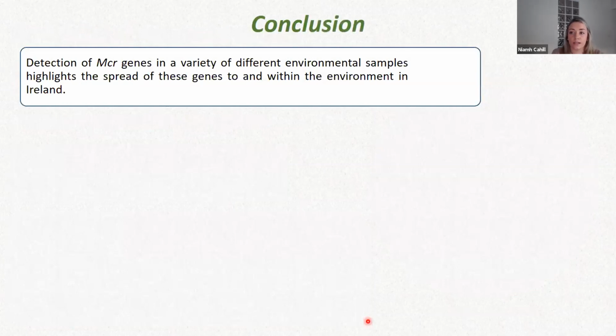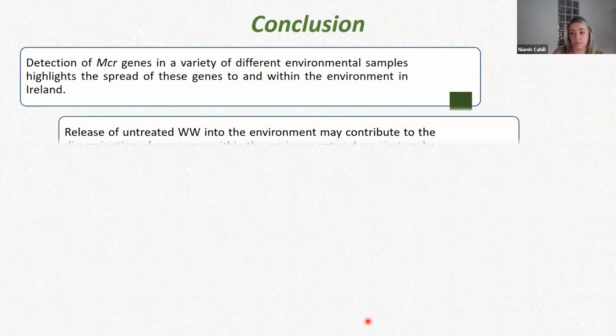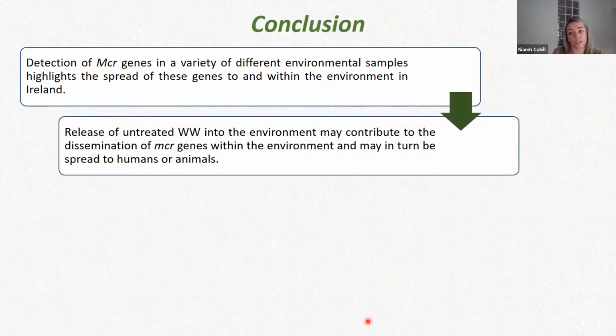Just to conclude, we detected MCR genes in a variety of different environmental samples, which highlights the spread of these genes and the presence of these genes in the environment in Ireland. Our findings suggest that releasing untreated wastewater into the environment might also contribute to the dissemination of these genes within the environment, and then in turn might be spread back to humans or animals.